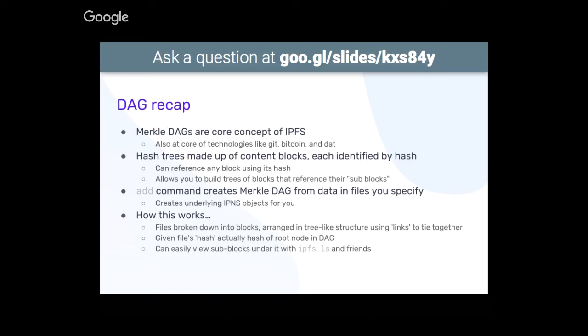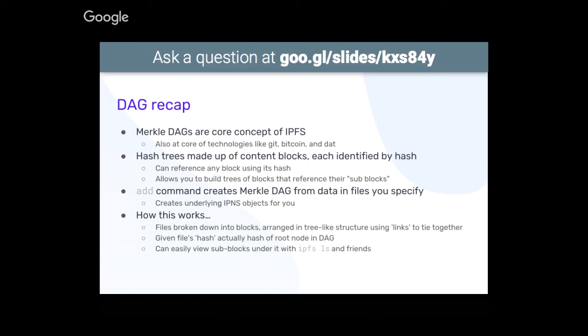Okay, so we'll just do a quick DAG recap here. Merkle DAGs are a core concept of IPFS, and they're also a core concept in a lot of other technologies like Git, Bitcoin, DAT. These DAGs are basically all just hash trees that are made up of content blocks, where each content block has a unique hash. And so you can reference any block within the tree, which means you can build up a tree from any combination of subblocks. So you can share sub pieces of a particular directory structure, for instance, subdirectories and things like that.